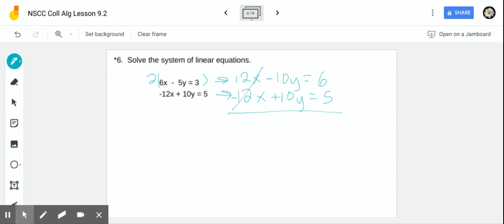Now when I add these, the x's eliminate, the y's eliminate, so I get 0 equals 11. Now, clearly, 0 does not equal 11. That is not a true statement, so this means there is no solution. This is an inconsistent system of equations. So if you get some sort of nonsense like 0 equals 11, that tells you there is no solution.